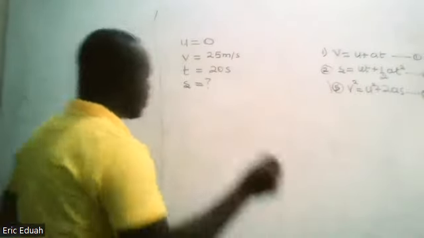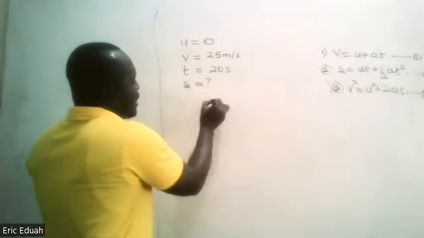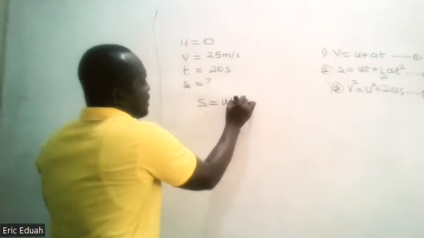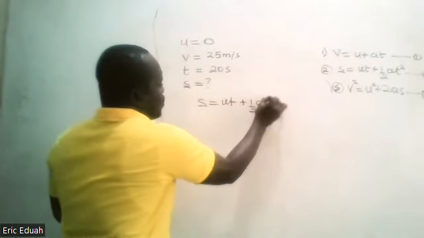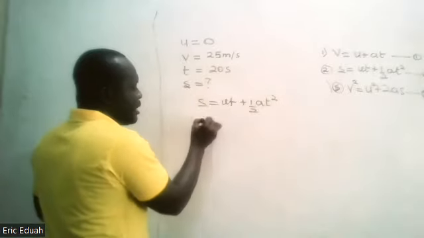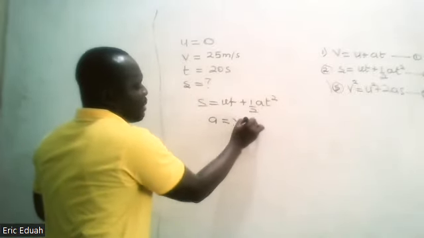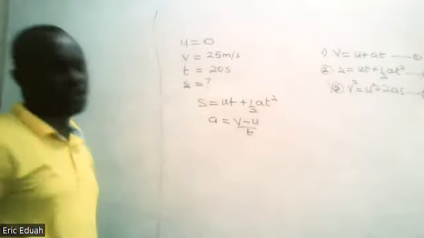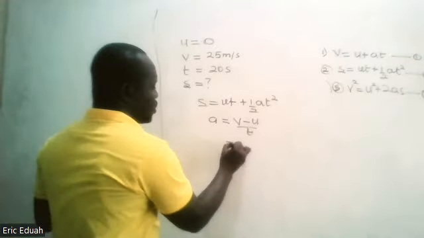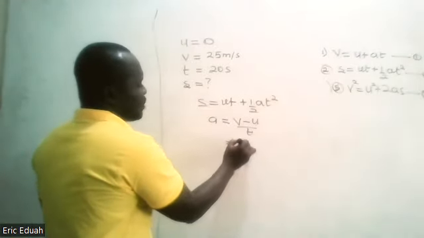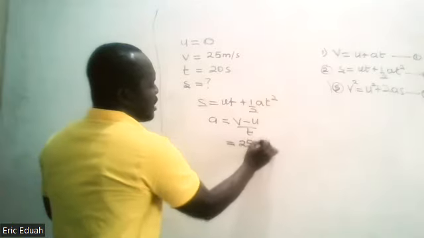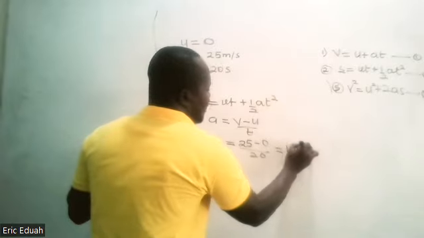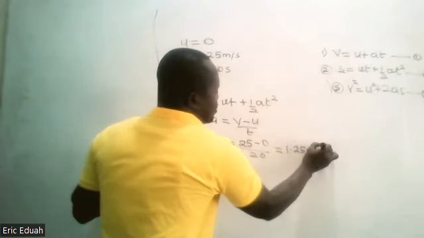All right. So assuming that using equation 2, S is equal to ut plus half at squared. You still need a is equal to v minus u over t, which is equation 1, in order to use equation 2. So v is 25, u is 0, divided by 20, giving you an acceleration of 1.25 meters per second squared.